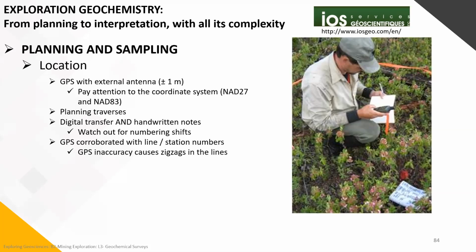The location will help us plan the traverses for soil sampling. Big errors can be made between the digital and handwritten notes. So if we're not using the GPS, that's another way that we are going to cause some errors in our coordinates. And our station numbers that we are putting in our GPS, also putting in our data from the field, we can even cause some errors there on the field before going back to the office.